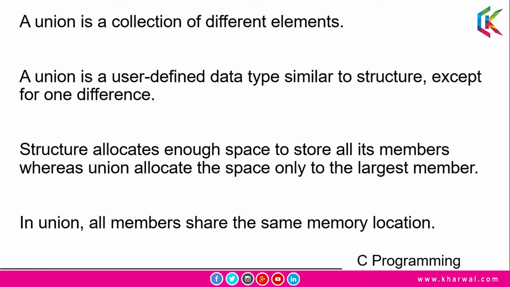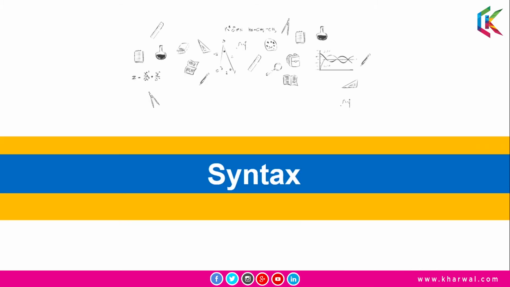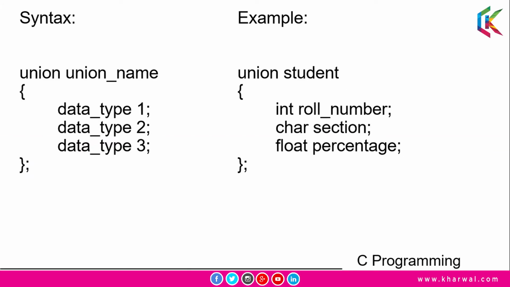Now guys, let's go ahead and discuss the syntax of union. This is the syntax of union and we are using another keyword, and that is union. So in the syntax of union, we need to mention union and then the union name. And after that, we will use different data types here. I am taking an example of union student, and I am using different data types for this student: integer roll number, character section, and float percentage. So I hope it is clear to you.